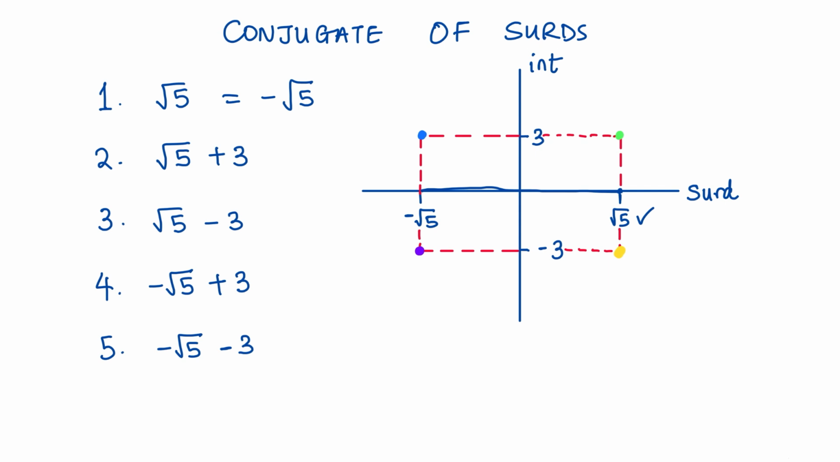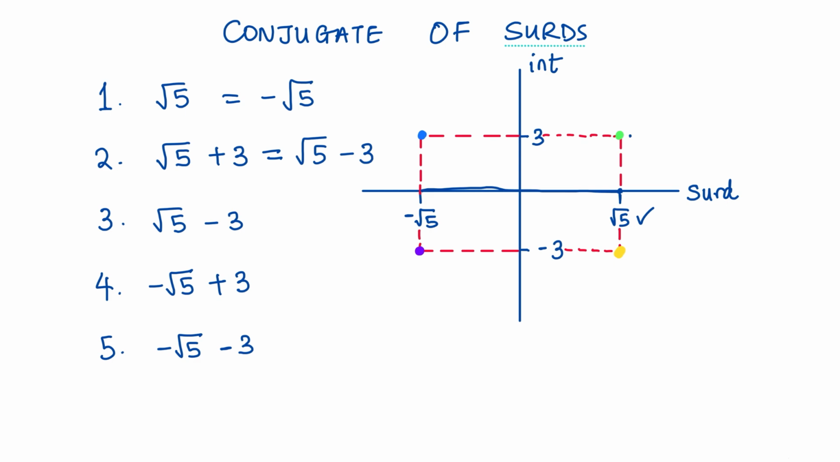For our second example, we have root 5 plus 3. Now, I have stipulated this point by the green dot here. So if we draw a straight line from that green dot, we can either go to the blue dot on the left or we can go to the yellow dot on the bottom. The best thing for us to do is to go to the yellow dot because it is closer. So that leaves our answer as root 5 minus 3.